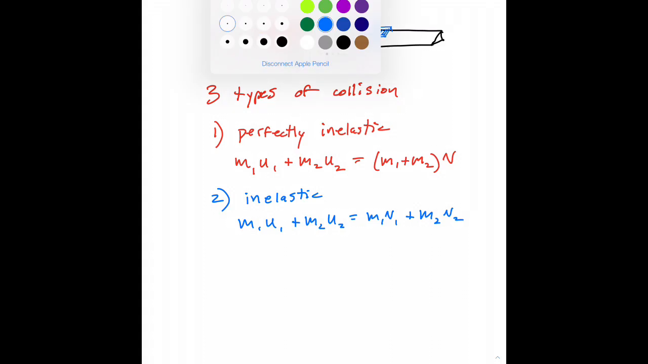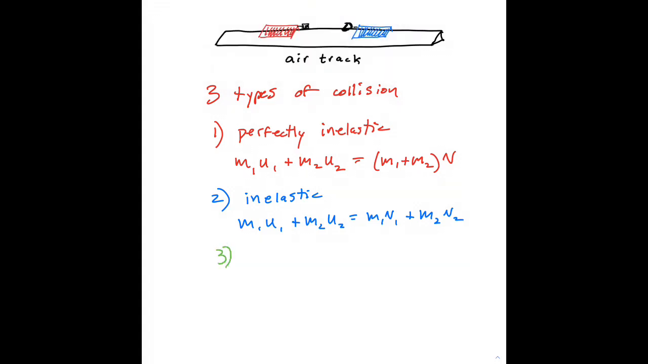Okay, a third type of collision is the elastic collision. In the elastic collision, just like the inelastic collision, the objects do not stick together. So we have the same equation, m1u1 plus m2u2 equals m1v1 plus m2v2. Okay, but on top of not sticking together and having the objects remain separate, there's another defining feature of the elastic collision, and that is that there's no amount of kinetic energy that gets converted into thermal energy.